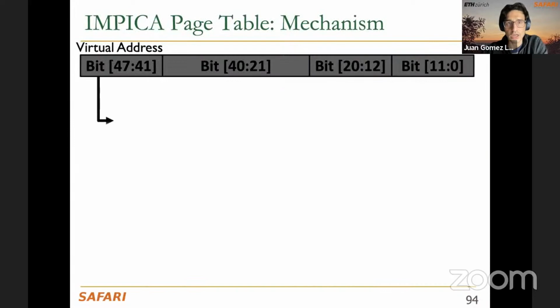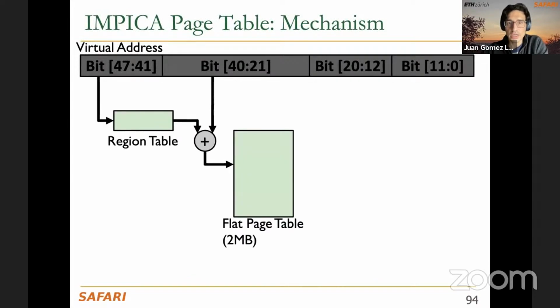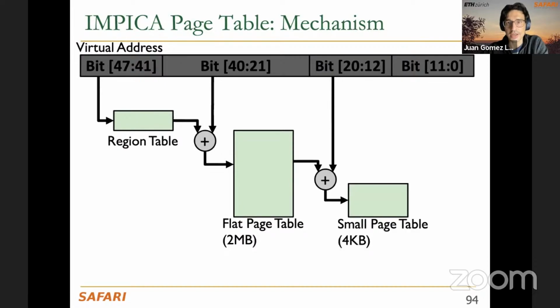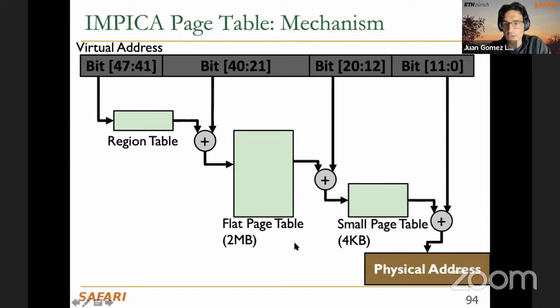in-Pica accelerator. And here you can see how to obtain the physical address in a much simpler way than is done with the page table walkers in a CPU. We just need to use the bits in the virtual address to access, first of all, the bits for the in-Pica region. Then we have this flat page table that is for large pages of 2 megabytes, and then we have a small page table for smaller pages of 4 kilobytes.